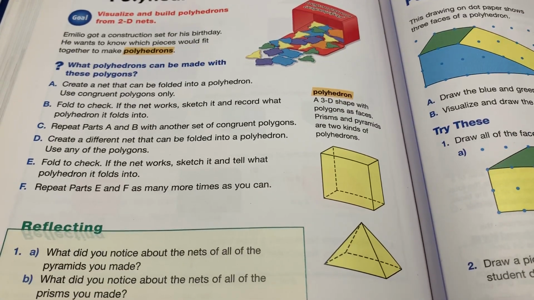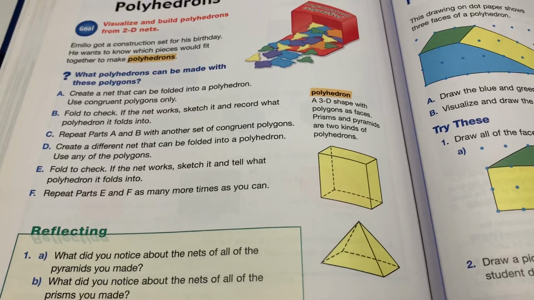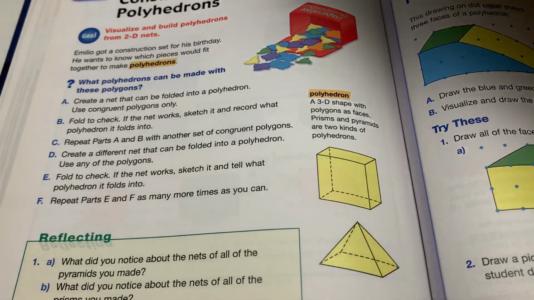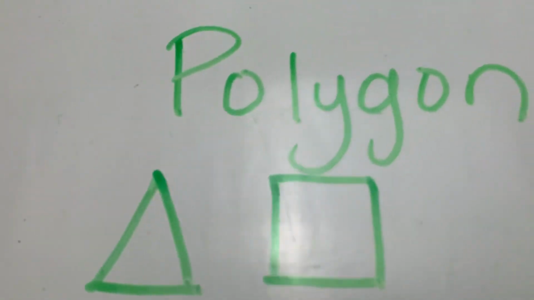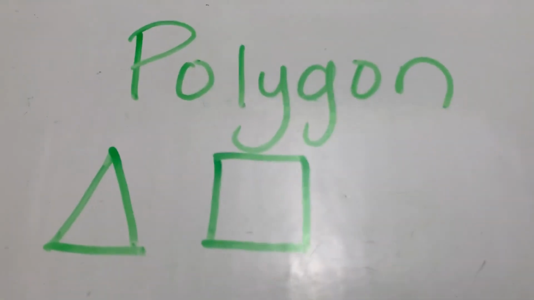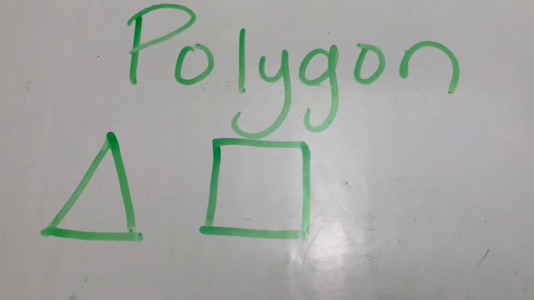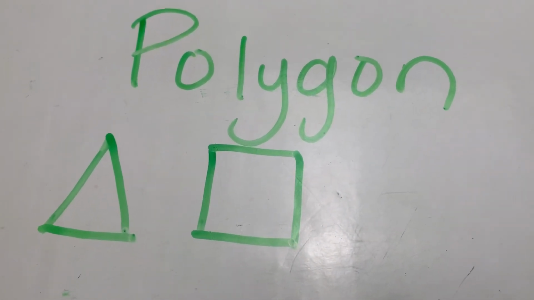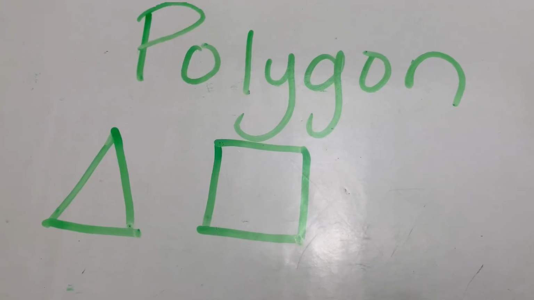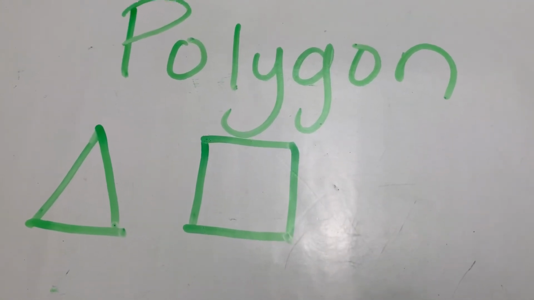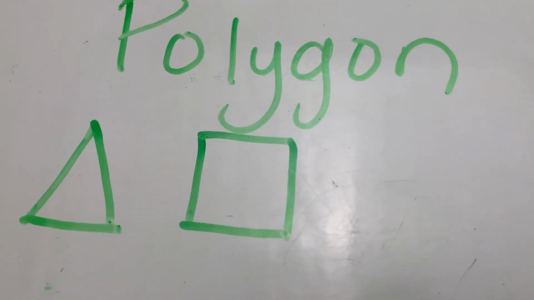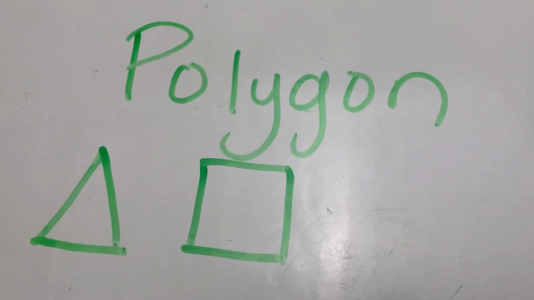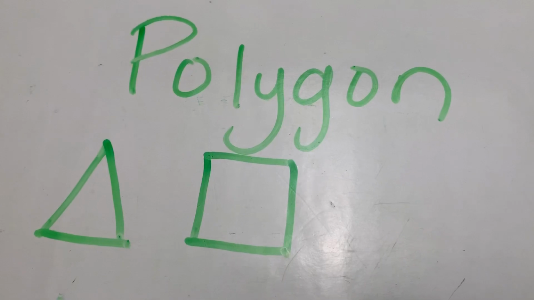Before we look at what a polyhedron is, I just wanted to review what a polygon is. So a polygon is just a fancy word for a 2D shape, a 2D shape with closed sides and straight lines. So all the shapes that we know, triangle, square, rectangle, hexagon, pentagon, octagon, all those kinds of shapes, they all have straight lines and they're closed shapes.